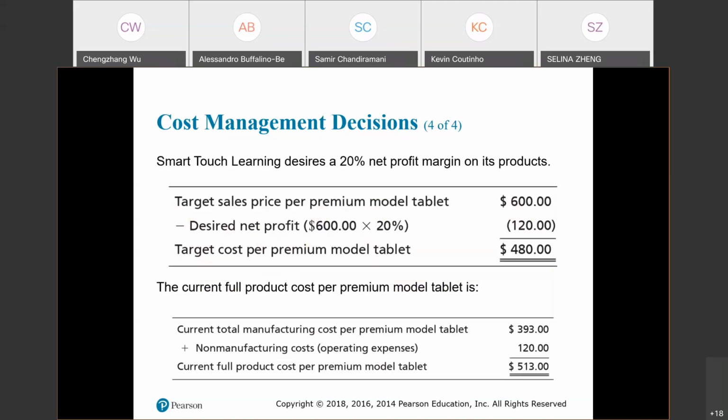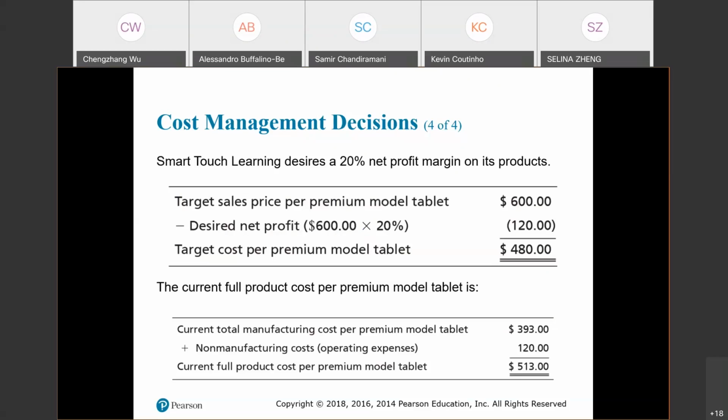Full product cost considers all production costs, including direct labor, direct material, and allocated manufacturing overhead, plus all the non-manufacturing costs, including operating expenses like the administrative and selling expenses.